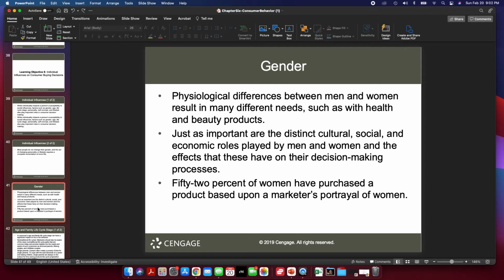And you ladies that are in this class, I ask you to think about it. Have you ever purchased a product based on how a woman using it is portrayed? I bet you have. Heck, I've purchased a product for my wife based off of that.